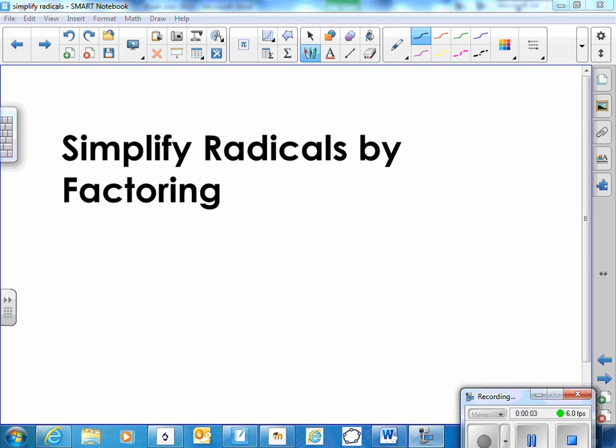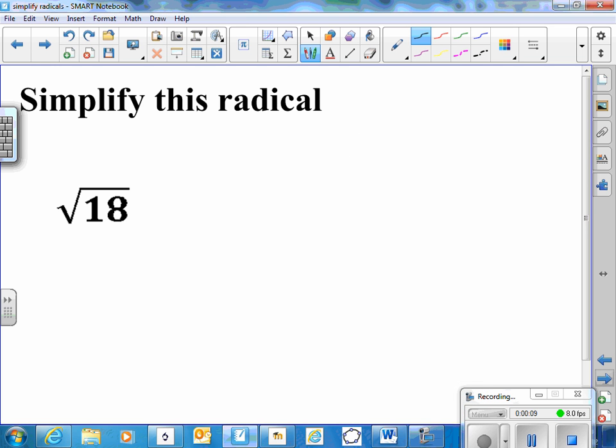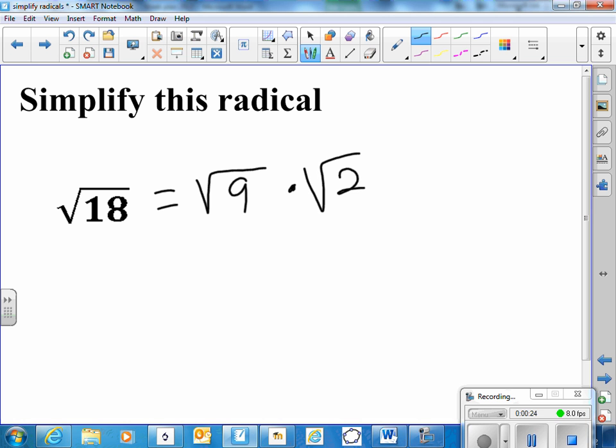This video clip is about simplifying radicals, and we will do that by factoring. If we wanted to simplify the square root of 18, we could factor that to the square root of 9 times the square root of 2. 2 times 9 is 18. Well, the square root of 9 is 3. So writing that as 3 times the square root of 2 is considered to be simplified.